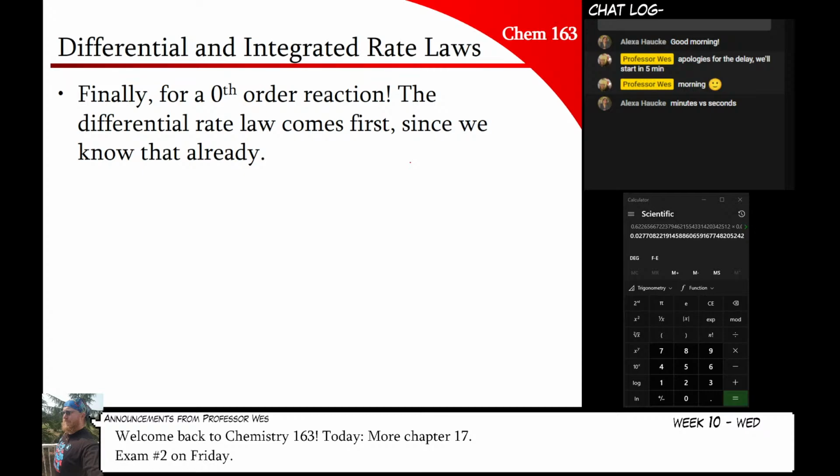Now, because using all of these formulas works exactly the same way, I don't have a second order example. We're going to just go straight to the zero order reaction. I'm going to write this in. And then I'm just going to draw a line through it because anything to the 0 power is just 1. And so the differential rate law for a zero order reaction is just the rate constant. That's all that there is.